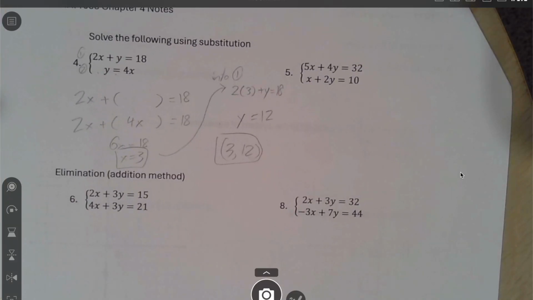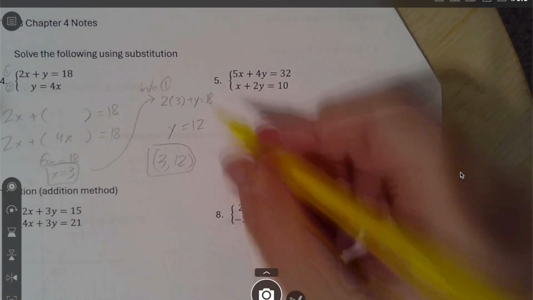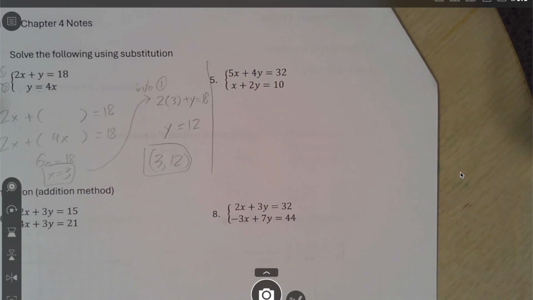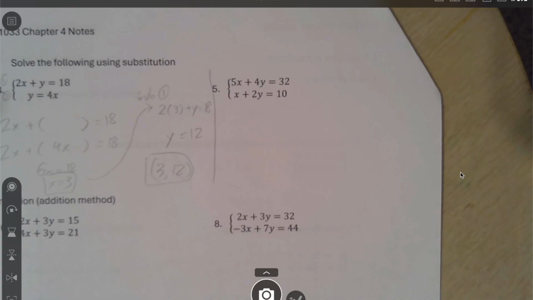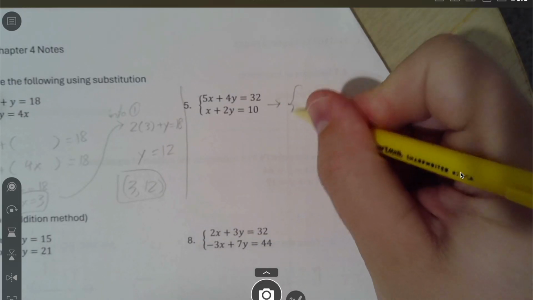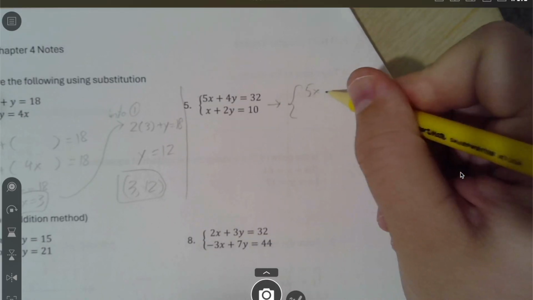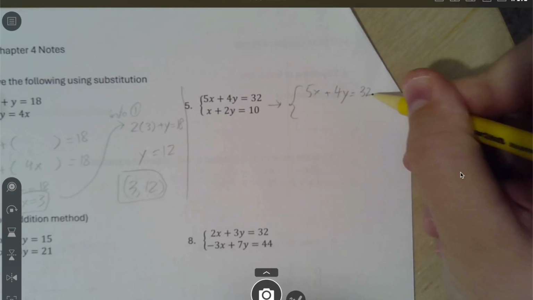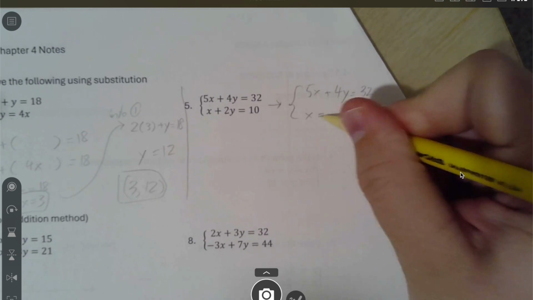All right, let's still do substitution for number 5. The issue here is we don't have that first step already done for us. One of my equations doesn't have the variable isolated, but hopefully we can see that it wouldn't be too hard in the bottom equation to just subtract that 2y over.